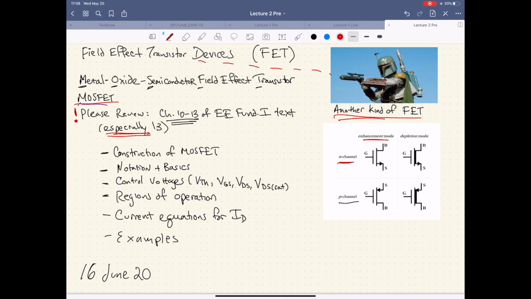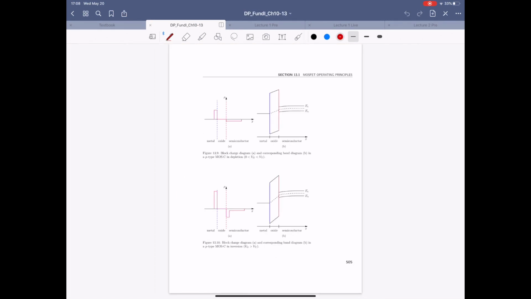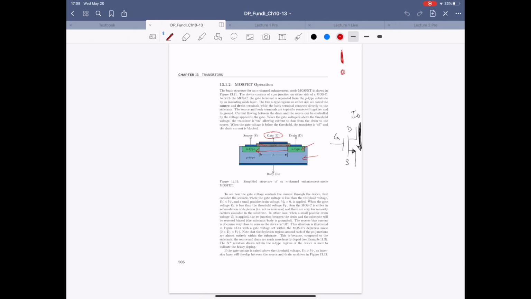For next time, I highly recommend that you read or review chapters 10 through 13 of your EE Fundamentals 1 textbook, especially 13. So chapter 13, in case you don't recall, looks something like this. Okay, let's erase all my doodles and I'll redoodle on it. In chapter 13, he lays out exactly what these guys look like at a structural level.